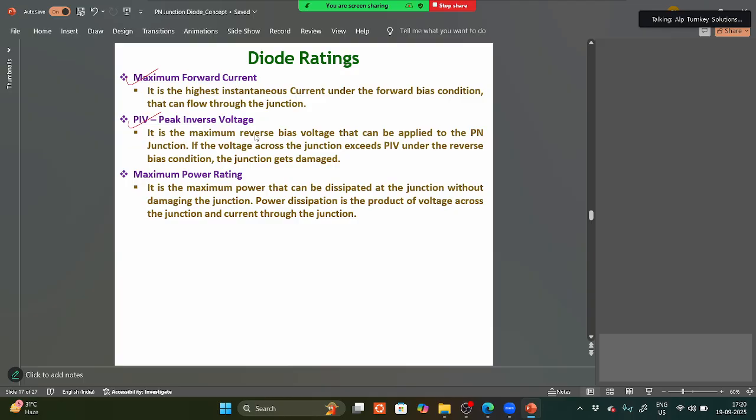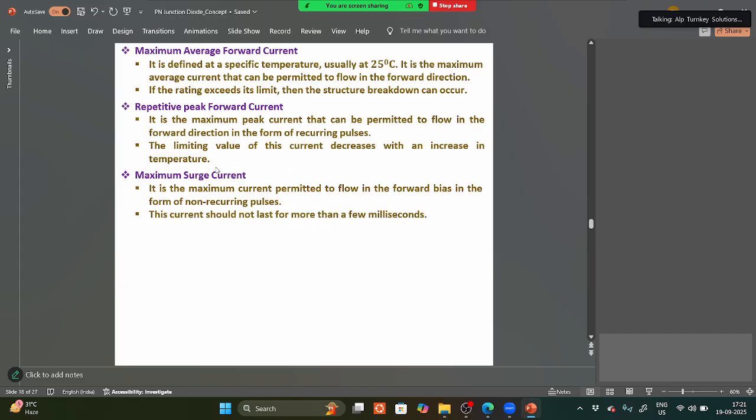How much maximum voltage we can apply to the diode in the reverse bias condition, that is nothing but the peak inverse voltage. After that, the diode may get damaged. And the maximum power rating is the maximum power that can be dissipated at the junction without damaging the junction. How much maximum power is dissipated at the junction, that is the maximum power rating. These are some diode ratings.